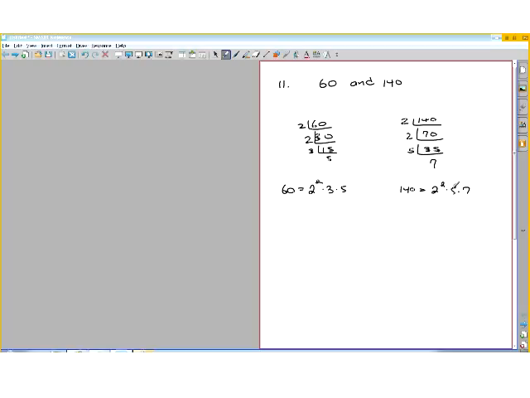Choose all primes common to all factorizations, with each prime raised to the least exponent that has a factorization. So these are the common ones, 2 and 5, and they're raised to the second power. So what we do is take 2 to the second power times 5. And that's 4 times 5, which is equal to 20. So 20 is your greatest common factor.